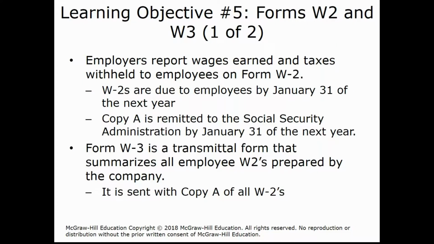I mentioned earlier the W-2 forms are really the summary of the employee's wages and taxes that were withheld, and that's due by January 31st of the following year. Then copy A is sent to the Social Security Administration, and it must be sent by January 31st. And then the W-3 is a transmittal form that summarizes all of their employees' W-2 activity, and this too is sent to the Social Security Administration.